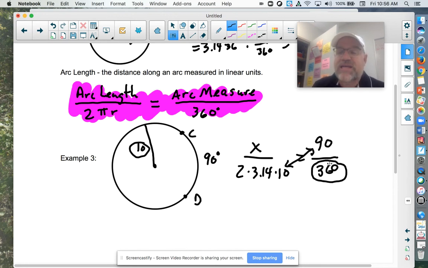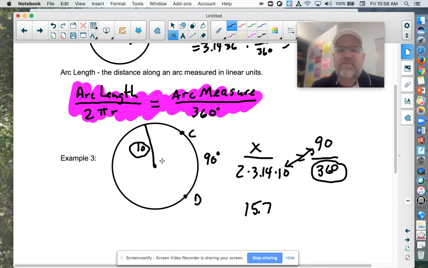So this is actually a calculator problem. I'm going to pull my calculator out again. Recognize me, Siri? Okay, good. You recognize me. So then all I have to do now is I need to multiply 2 times pi times 10, multiply that by 90, and divide that by 360. Wow, it gave me an answer of 15.7.